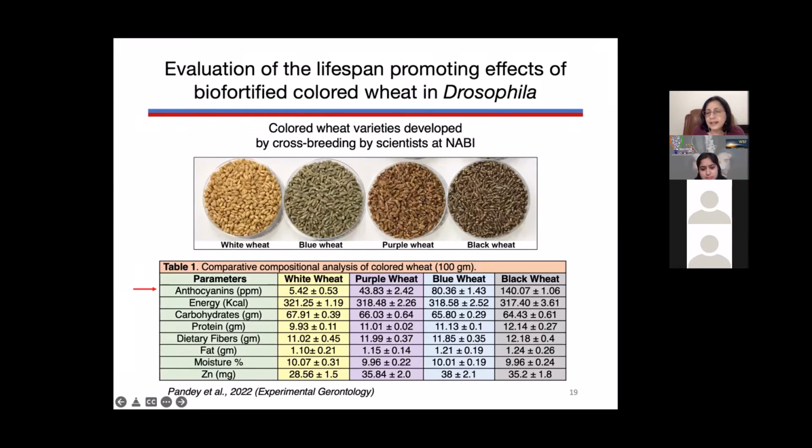The important thing is that these are colored because of phytochemicals known as anthocyanins. And anthocyanins are rich antioxidants. So one of the key theories of aging is the free radical theory of aging, which proposes that aging occurs because of increasing oxidative damage that occurs in the cells and tissues.